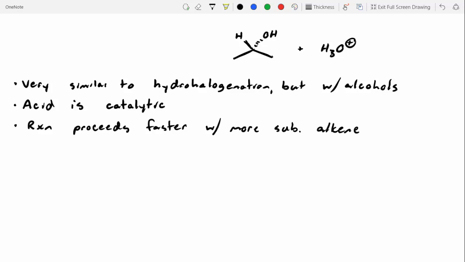So typically with these reactions, you won't see them occur very readily on alkenes that aren't substituted. And then we also have to watch out for stereochemistry. And rearrangements.